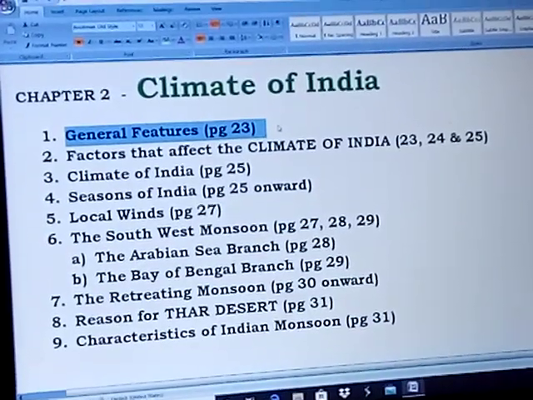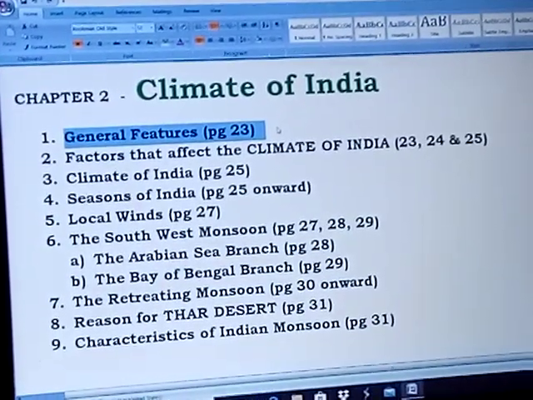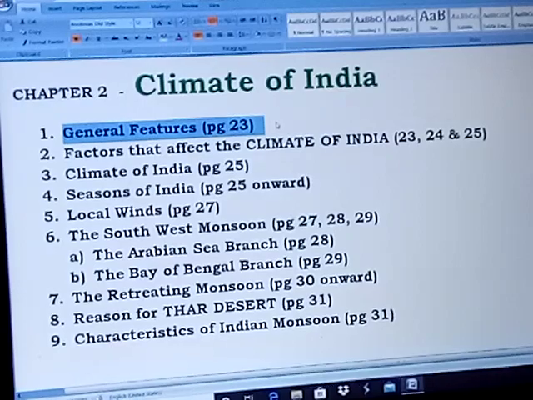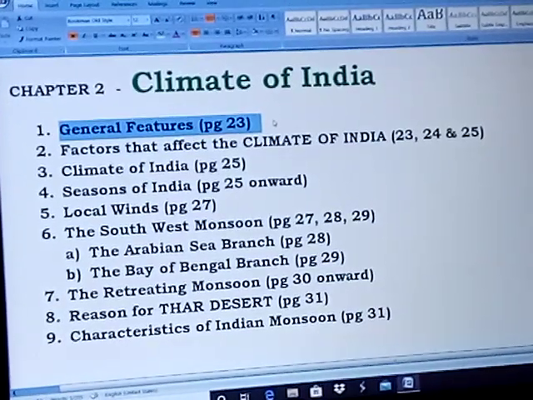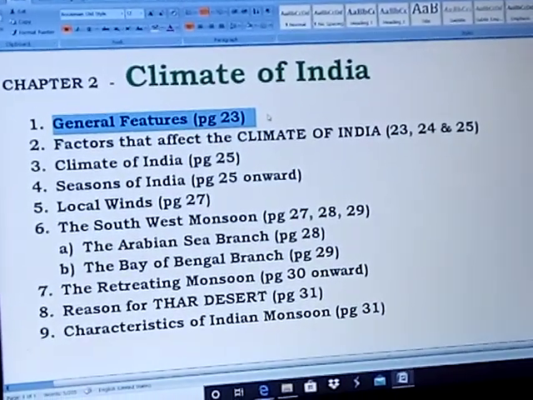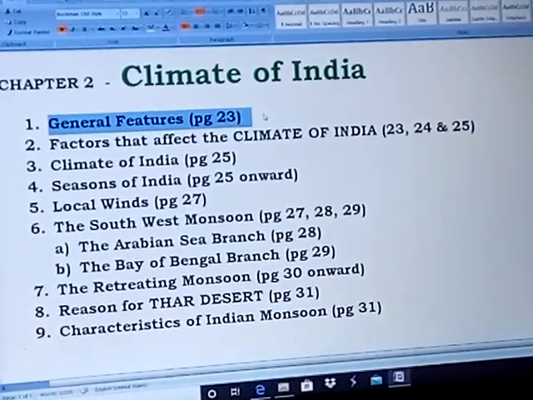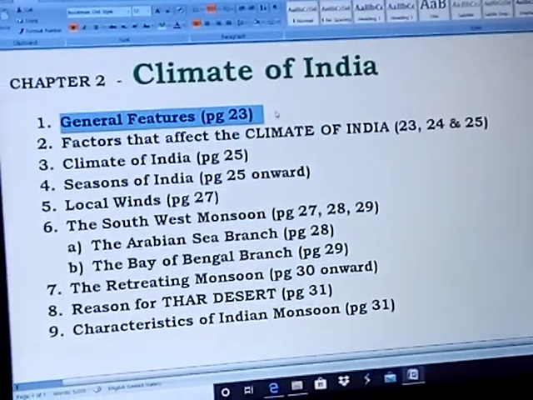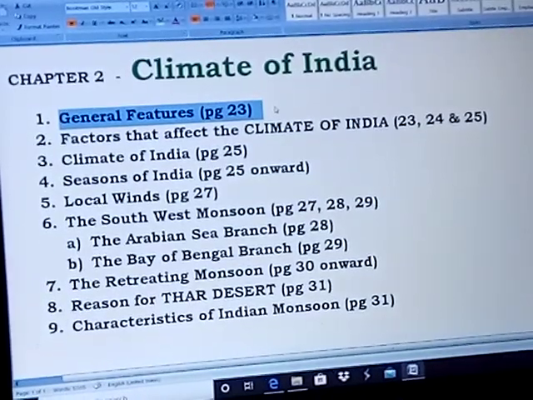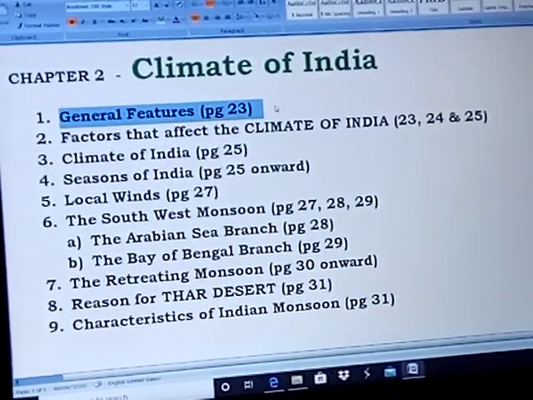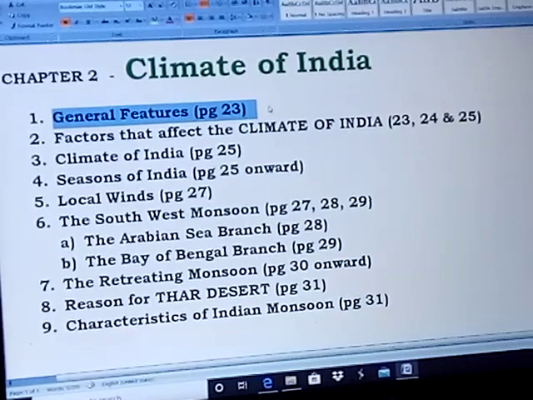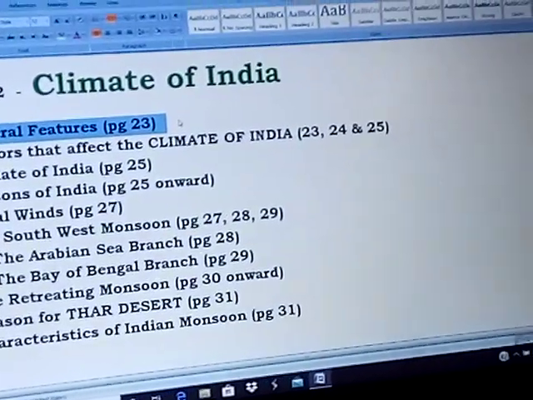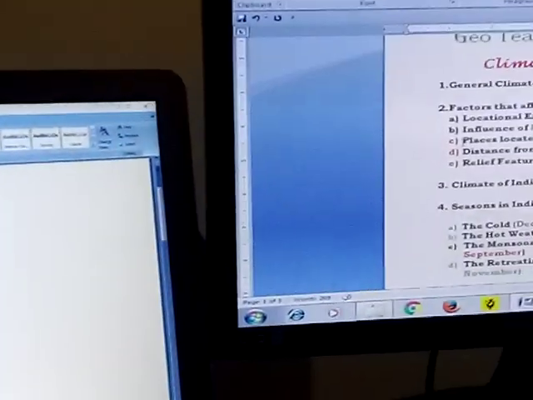Dear children, this is last year's book that I am using. This year we haven't yet got our book. Many of you have not got the book. If you don't have the book, you can ask your friends who have it to take a picture of particular pages and send it to you via WhatsApp.